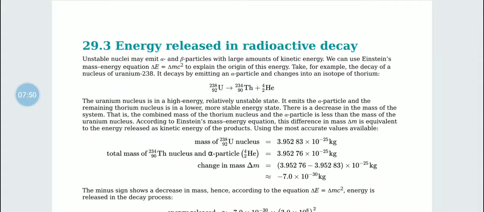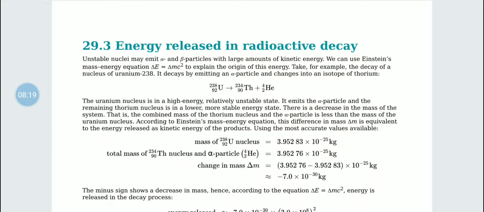Now we are going to discuss energy released in radioactive decay. We know that unstable nuclei would emit alpha, beta and gamma radiation, or alpha and beta particles with a large amount of kinetic energy. Then we use Einstein's mass energy equation, ΔE = Δmc², to figure out where this energy is going to come from.